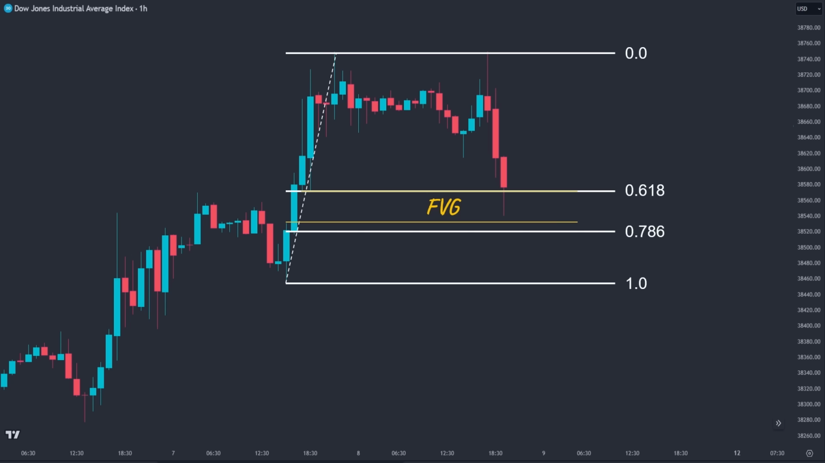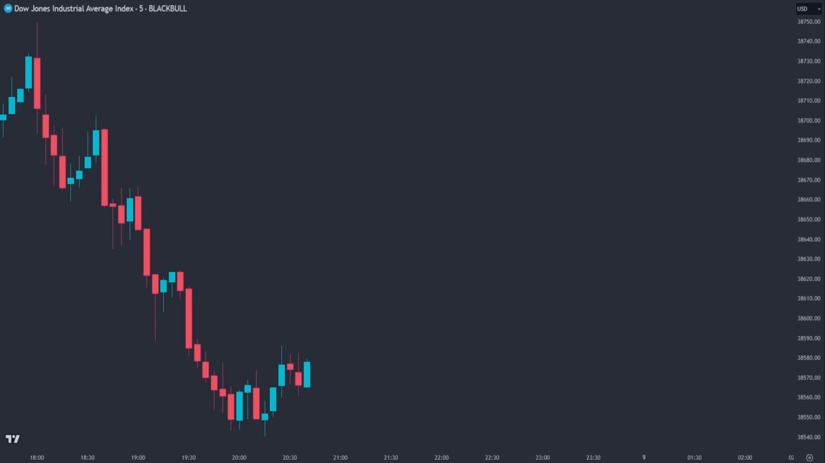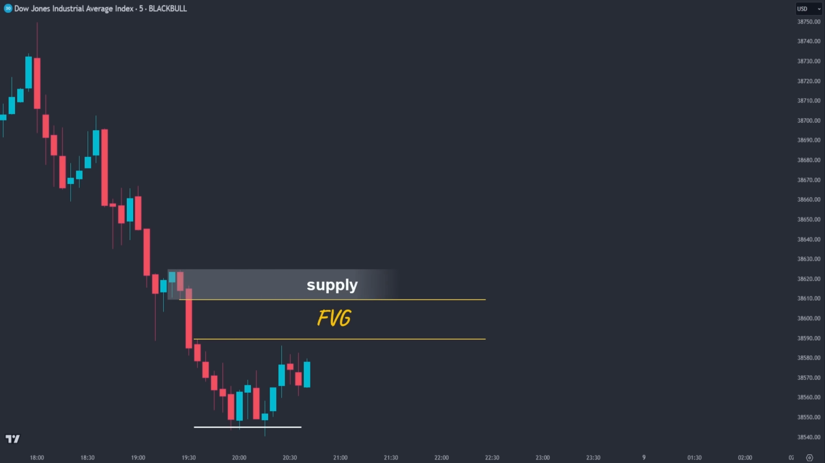So let's scale down to the 5-minute chart to observe the price action. Here on the 5-minute chart, we observe a very strong downtrend. The market has rejected the demand area with a double bottom reversal pattern, but we still have no entry reason to go long. We identify a fair value gap area and a robust supply zone ahead of the price, which could continue to drive the price downward.